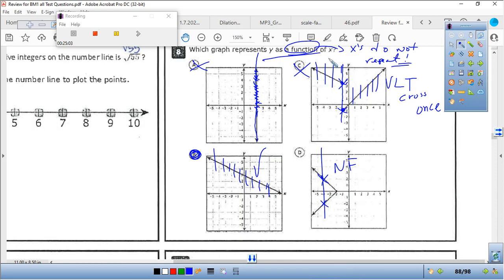Vertical line test, okay. The x's do not repeat for it to be a function. If you draw a vertical line, it must cross once. Here it crosses twice, not a function. Here the vertical line crosses the graph twice, not a function. Here it crosses infinitely many times, not a function. Here, each time I draw it, it crosses once, function.